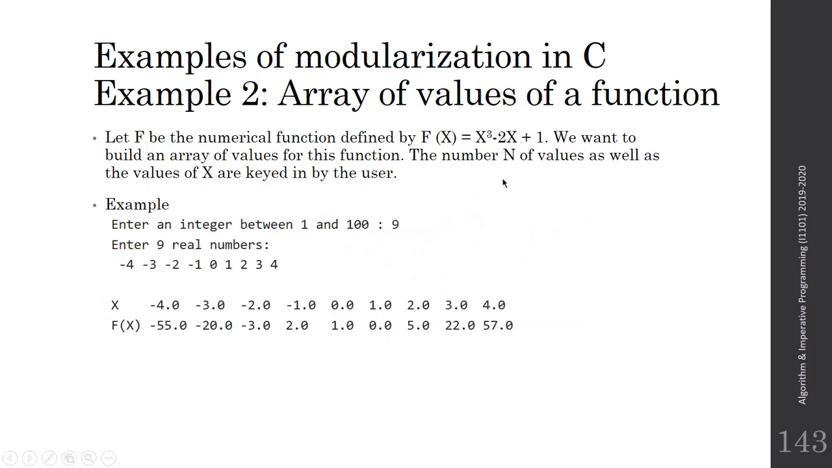In example 2 we will be dealing with arrays, so functions with arrays. We have here a mathematical numerical function which is defined by the following formula: x cubed minus 2x plus 1, and we want to build an array. We have 2 arrays: one that contains x, and another array that contains the value of x using this function. They are showing us the output, so we should ask for the number of elements. There should be between 1 and 100. This is the dimension of the array.